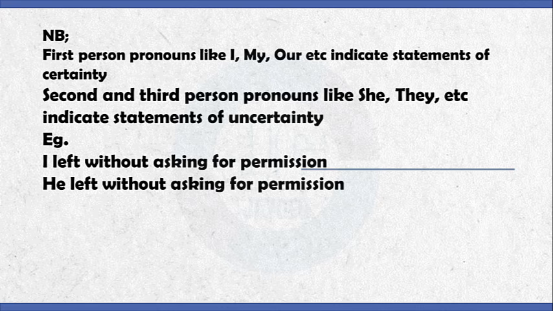Also, the use of first person pronouns like my, I, we, are, you indicate statements of certainty, while second and third person pronouns suggest statements of doubt or uncertainty. Notice the intonation in the following statements. I left without asking for permission. He left without asking for permission. You will realize that the first statement shows no doubt whatsoever, whereas the second indicates doubt.